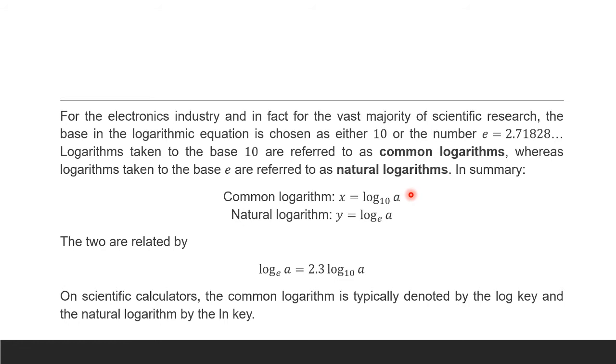So, in summary, ito siya. Log to the base 10 of a, that's common logarithm. Log to the base e, that is natural logarithm. So, yung dalawang logarithm na to ay meron silang relation. That is log e of a is equal to 2.3 times log 10 of a. Now, on scientific calculators, the common logarithm is denoted by the log key and the natural logarithm is the ln key.